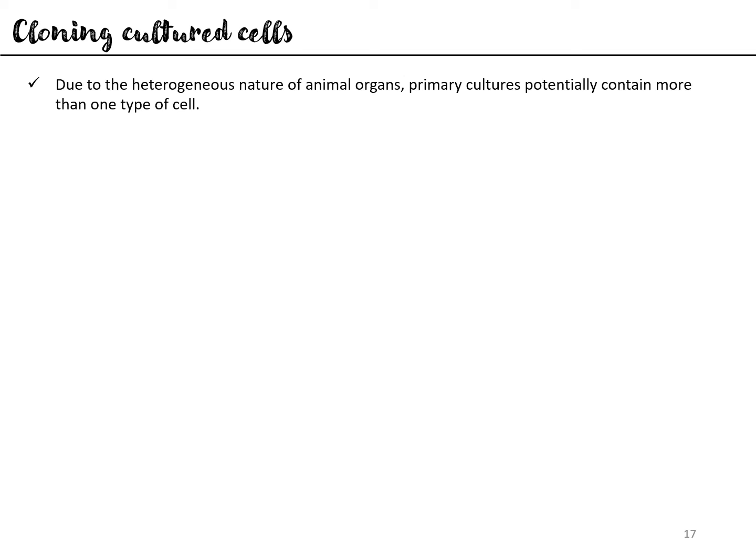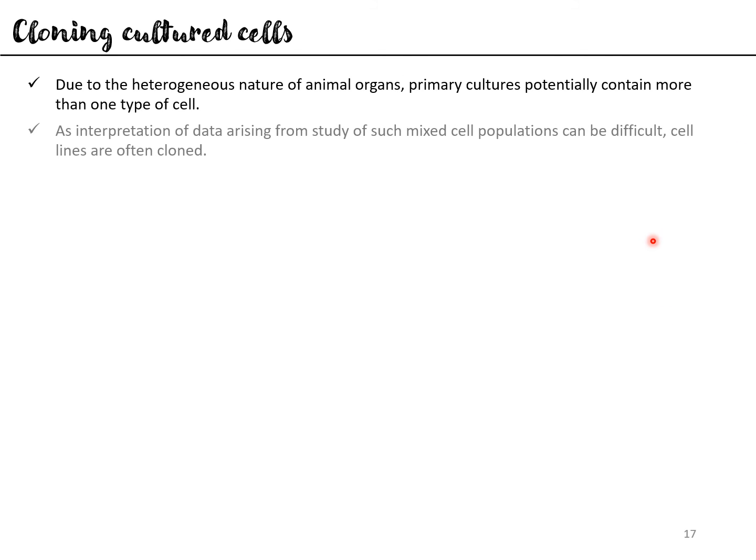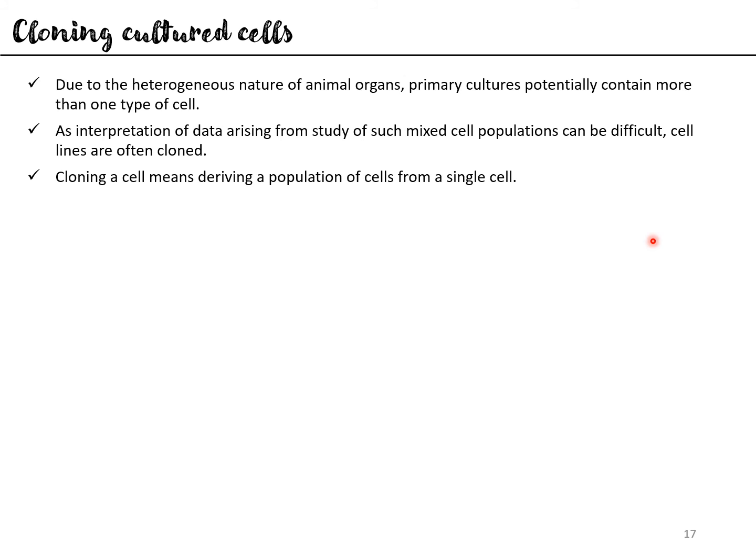Due to the heterogeneous nature of animal organs, primary cultures potentially contain more than one cell type. As interpretation of data arising from study of such mixed cell populations can be difficult, cell lines are often cloned. Because yes, it would be more difficult to interpret the data if you have different cell populations. Then you can't really say what effect you're observing because of which cell population. So for that, cloning becomes imperative or essential. Cloning a cell means deriving a population of cells from a single cell.